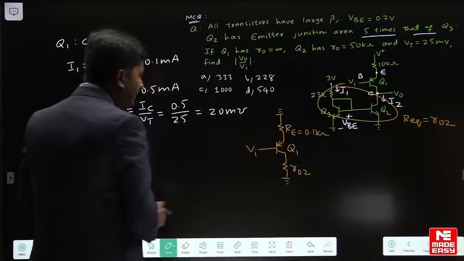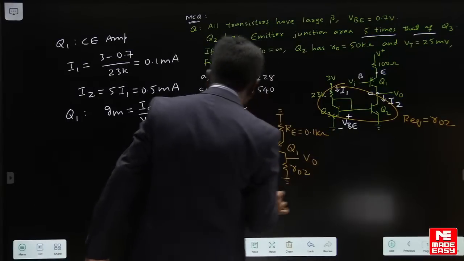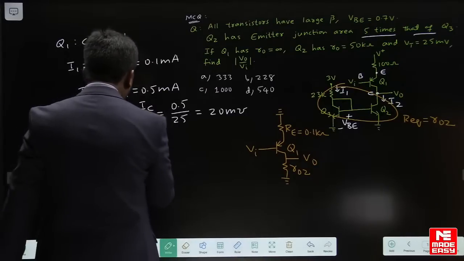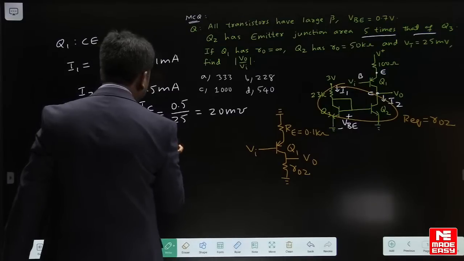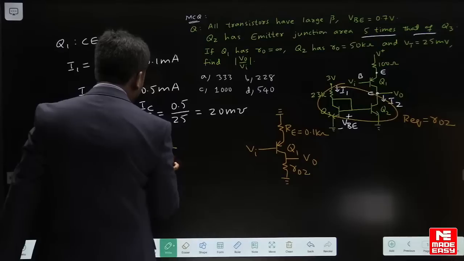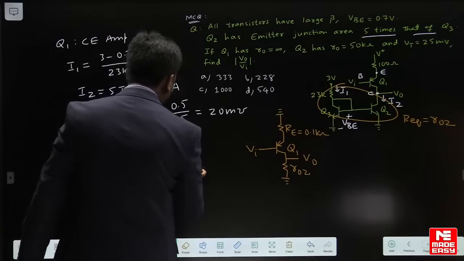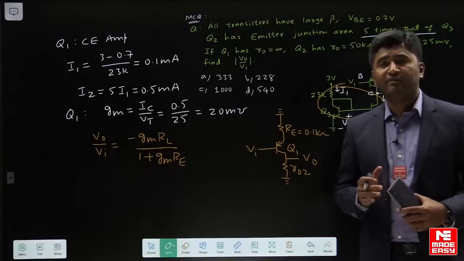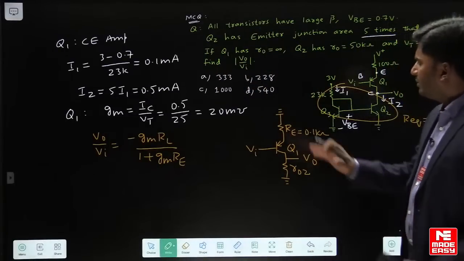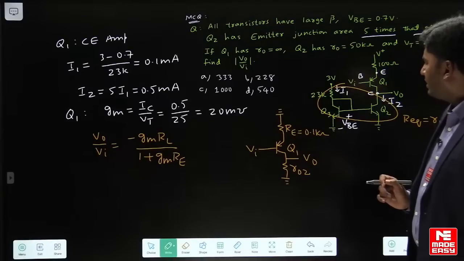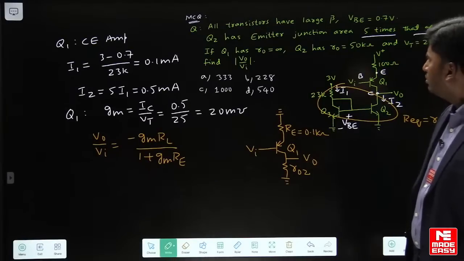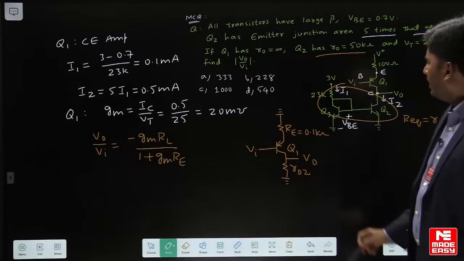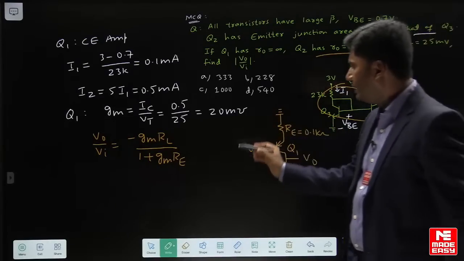Okay, between emitter and ground you have a resistance RE. So to find gain, V0 upon Vi, I will be using this type of formula: minus gm into RL divided by 1 plus gm into RE. I hope everybody remembers this formula, common emitter amplifier without bypass capacitor. अब आप यहाँ पर values put करिए बेटा. RL will be nothing but R02 which is given in the question. Q2 has R0 50K and RE 0.1K, transconductance 20 milli.